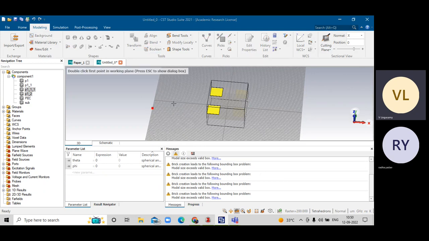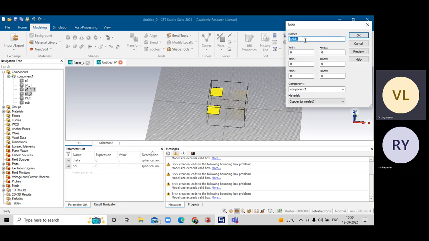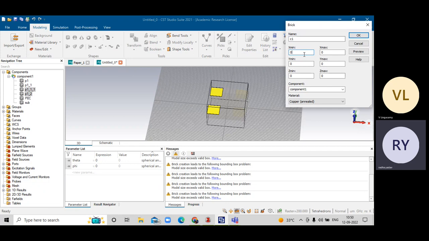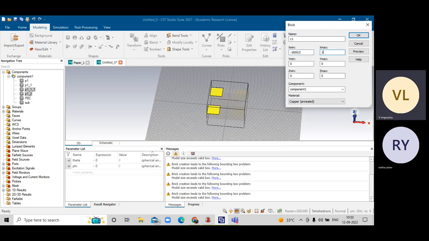You can just click on the brick. Yeah, here. A center patch like that you can put. You need 9.3, right? So you are going to place this in the center, right? So minus 1.6, 1600 by 2, plus 1600 by 2. That's it. 1600 by 2. Yeah. Okay. Then here it is the same thing. 17.5 plus 1600.